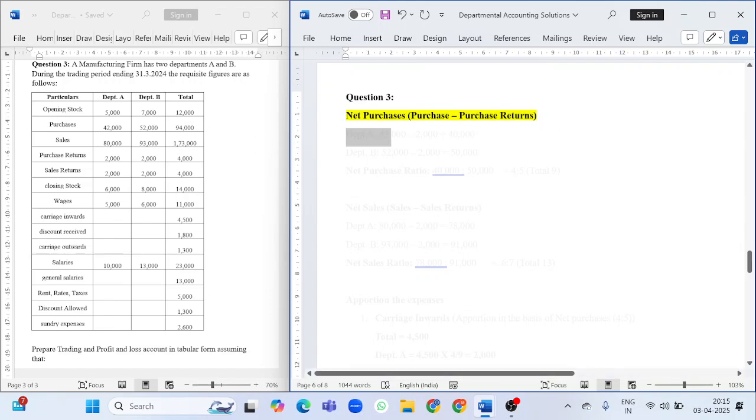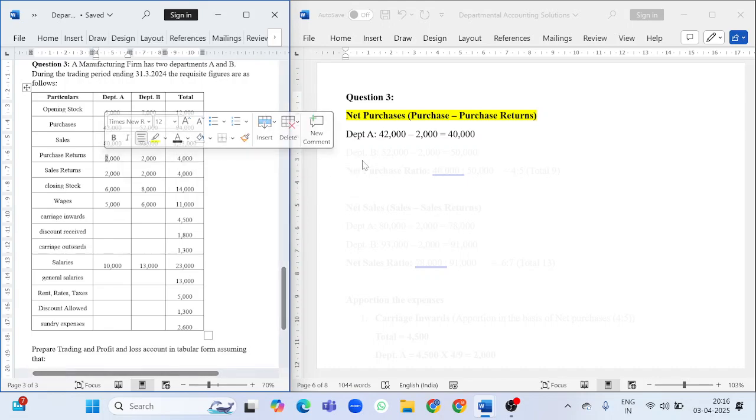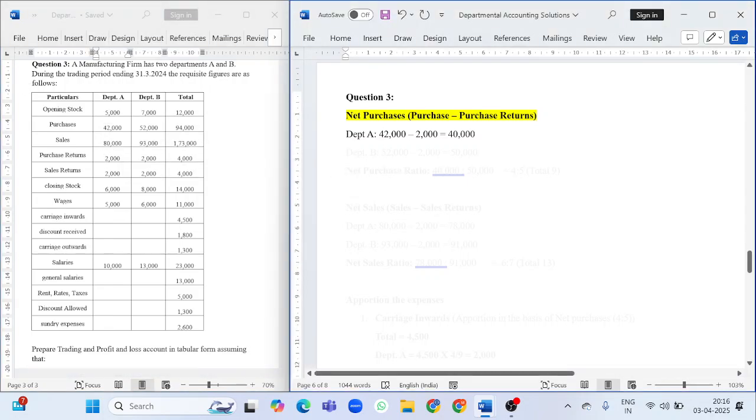So let us first calculate for Department A. What are the purchases of Department A? Department A purchases are 42,000 rupees and purchase return is 2,000 rupees. So 42,000 minus 2,000, we get 40,000 rupees, and that is our net purchases for Department A.